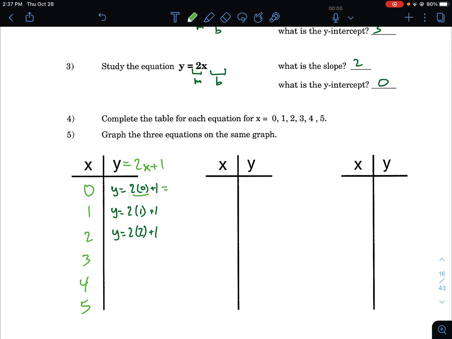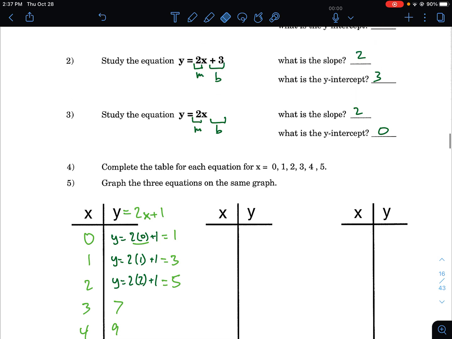That's 0 plus 1, which is 1. The next one is 2 plus 1, which is 3. The next one is 2 times 2, which is 4, plus 1, which is 5. What is our pattern? Adding 2, adding 2 again. So if we add 2, we should get 7, then 9, then 11. All right, let's look at our next one.